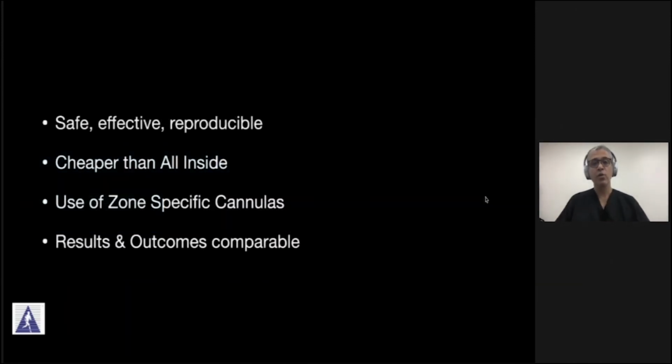So to conclude, what is important to understand is that the zone 2 specific cannulas help you in achieving good meniscus repair. It is a safe method. It is an effective and a reproducible technique as well. Definitely, it is a cheaper method, especially when we are looking at large meniscal tears, and the results and outcomes are comparable to those of the other techniques.